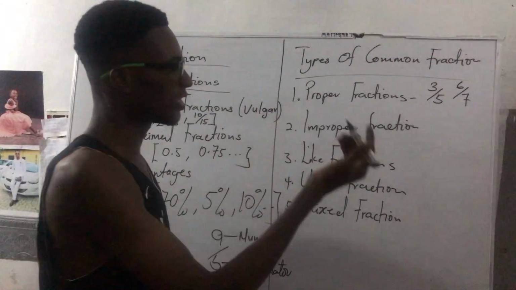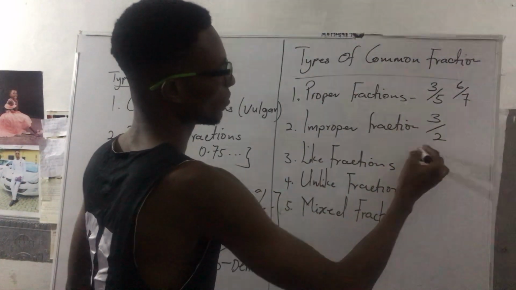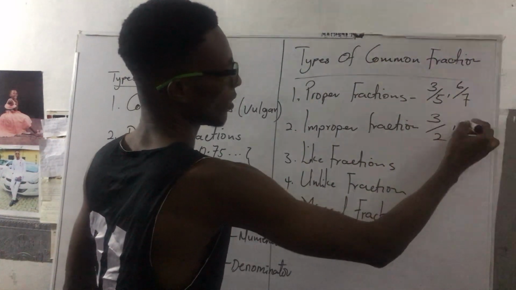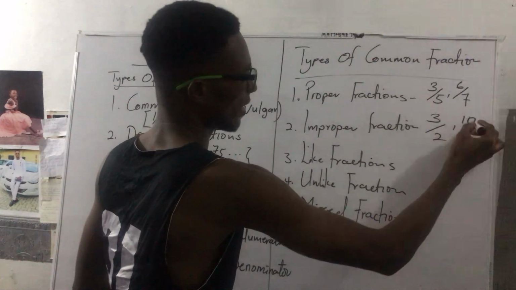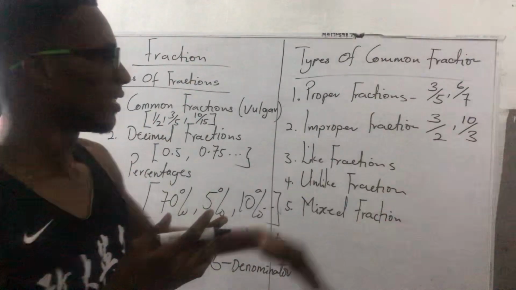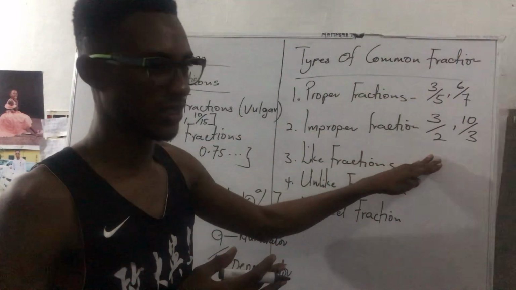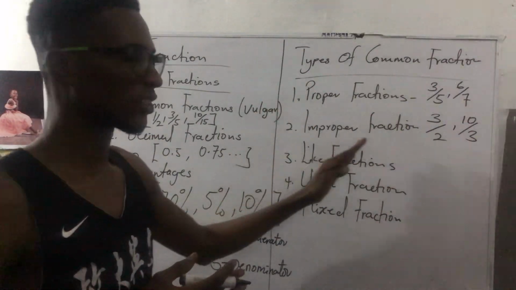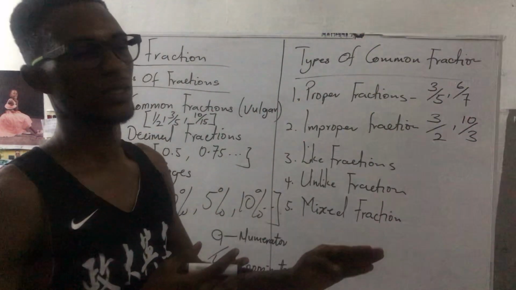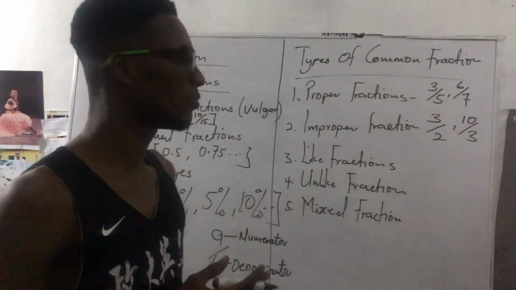Now an improper fraction is of this form: 3/2. We have, let's say, 10/3. When you study this one too, you realize that the numerators are greater than the denominators. So in improper fractions, the numerators are always greater than the denominators.